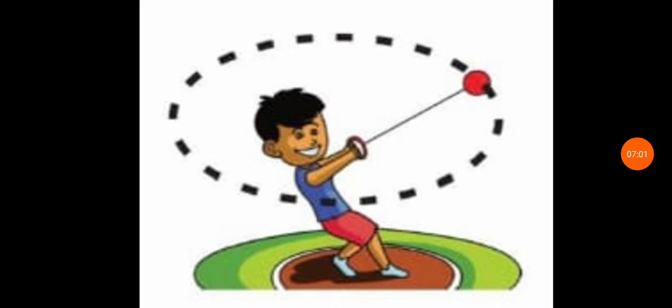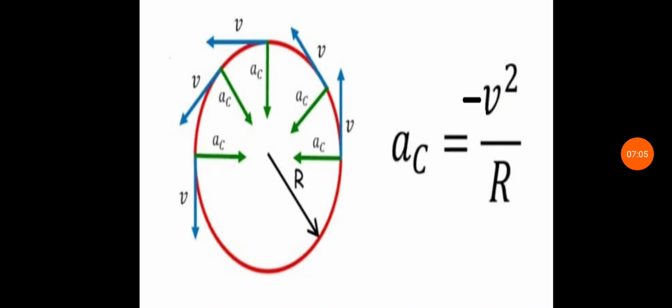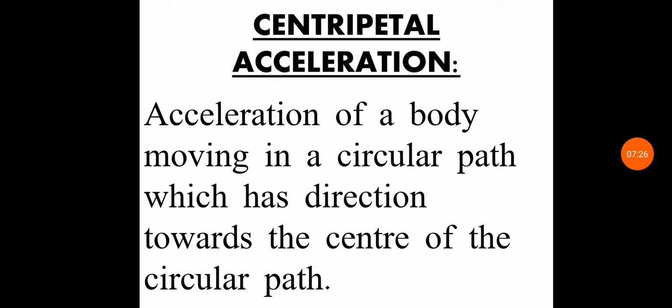Now, however, as there is a continuous change in the direction, an object moving in a circle is always accelerating. This acceleration is directed inwards. In the figure, you can see that the direction of the acceleration is inwards towards the center of the circular path, and it is known as the centripetal acceleration.